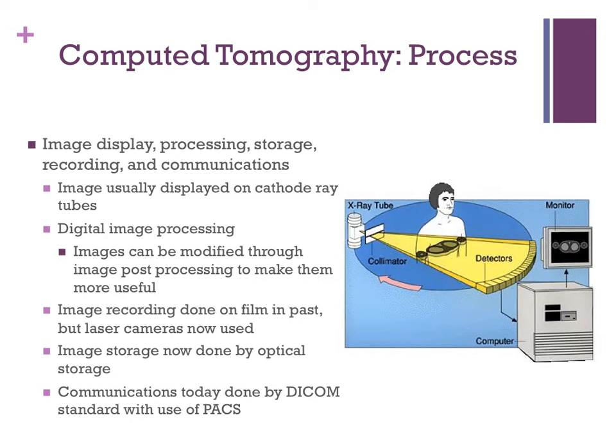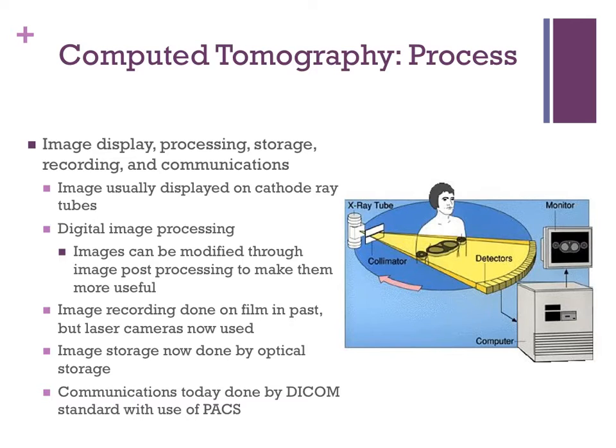Image display, processing, storage, reconstruction, and communications are all included in the third step of the formation of CT images. After the computer has performed the image reconstruction process, the reconstructed image can now be displayed and recorded for viewing and also stored for later analysis. The image is usually displayed on a cathode ray tube, but today touchscreens are being used as well. However, the cathode ray tubes seem to be the best image display method for the display of grayscale imaging.